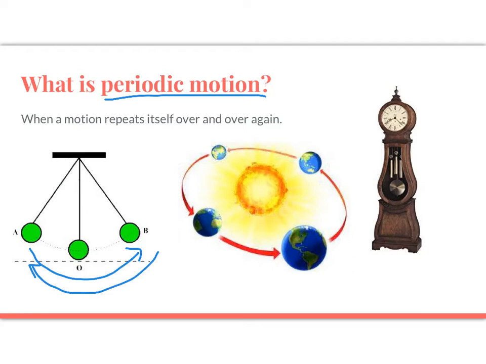We also have, anytime we have circular motion, this is actually periodic motion. Why? Because it's moving at the same exact rate all the way around. An example we'll see of this in real life is a grandfather clock. So this pendulum right here is moving back and forth so that it keeps the time.